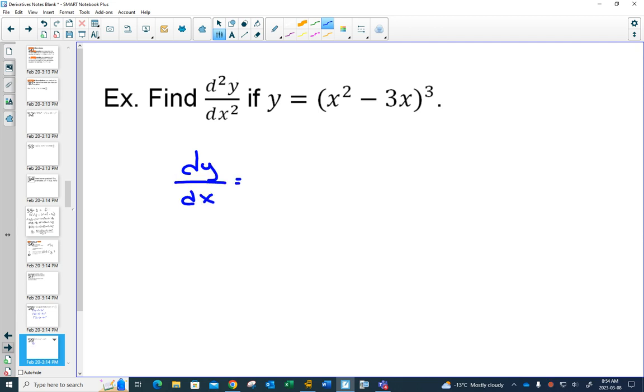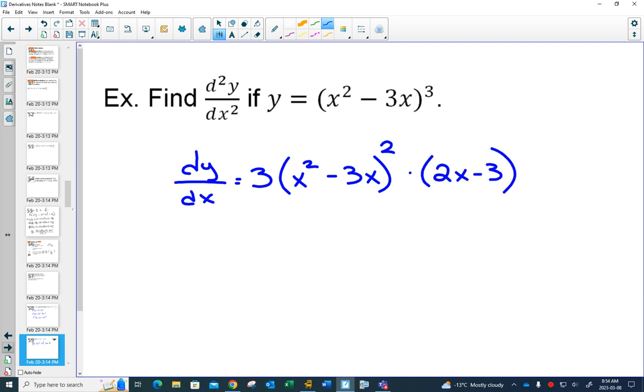My chain rule says, do the derivative of your outside function. Well, the outside function is a 3, so the 3 would come out in front. Subtract 1 from the exponent, and keep the inside the same. Then multiply by the derivative of the inside function.